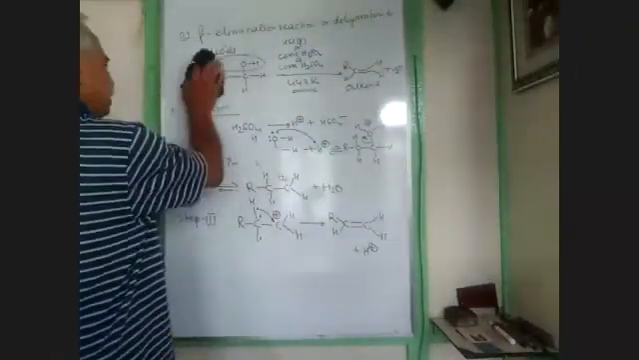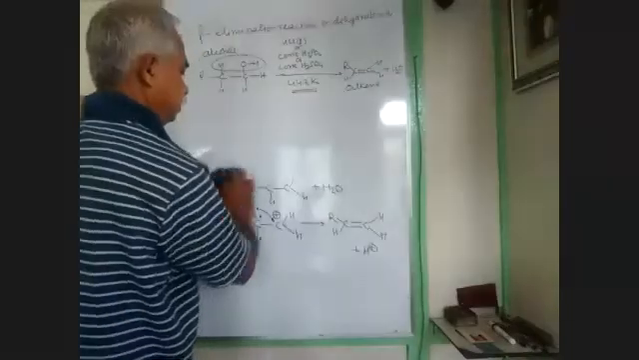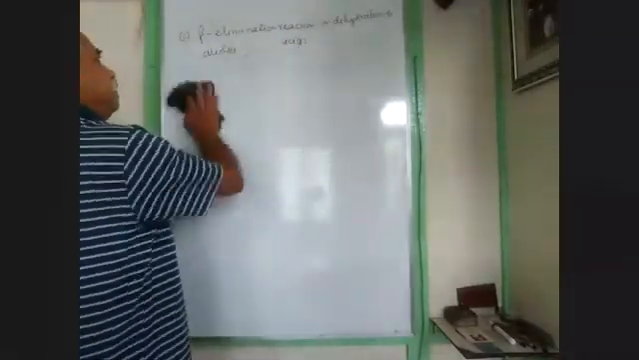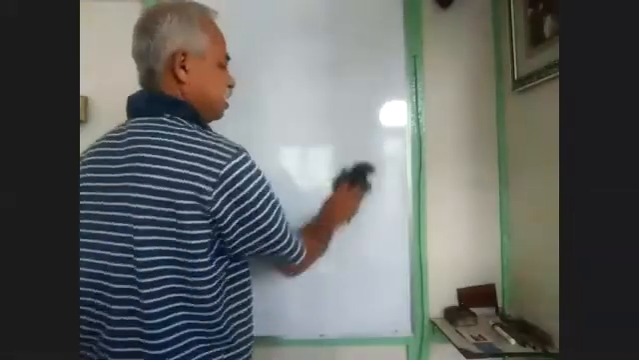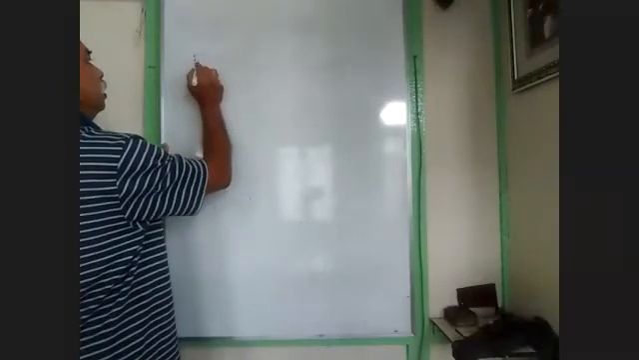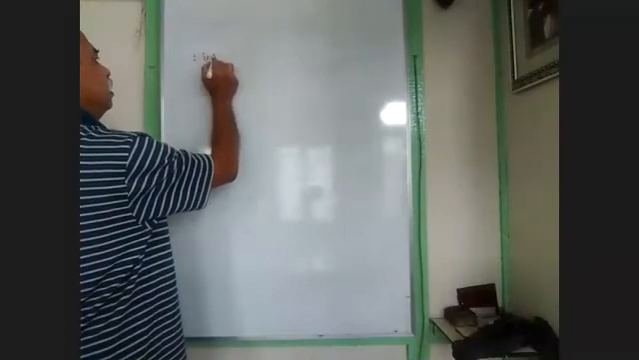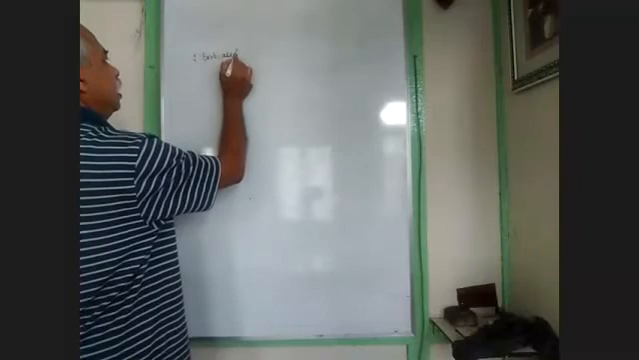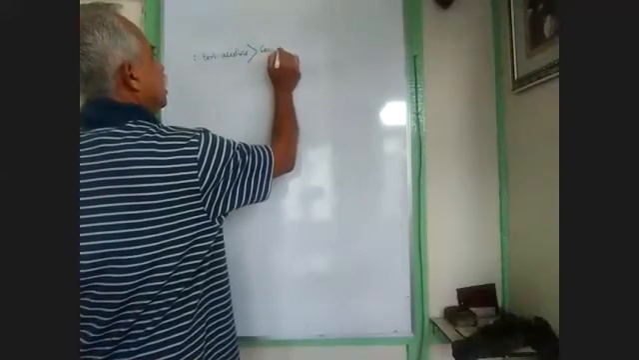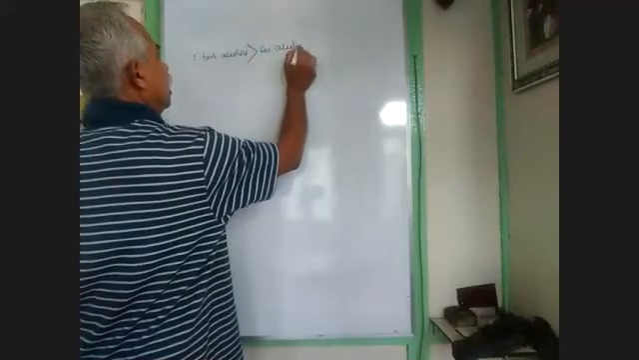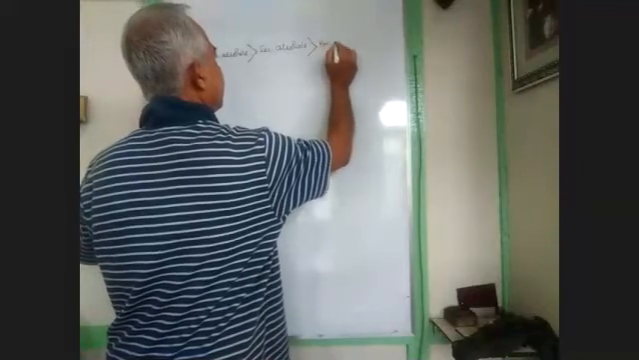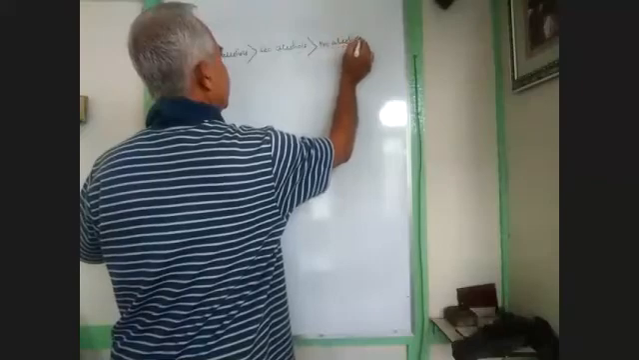Then write below. Rate of formation of alkenes is: put a colon, tertiary alcohols, secondary alcohols. Then you write primary alcohols.